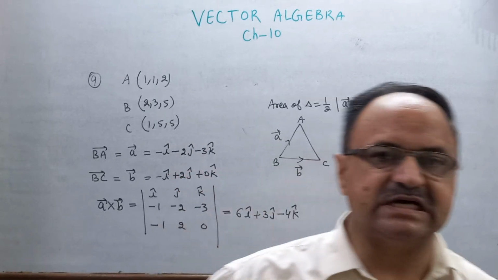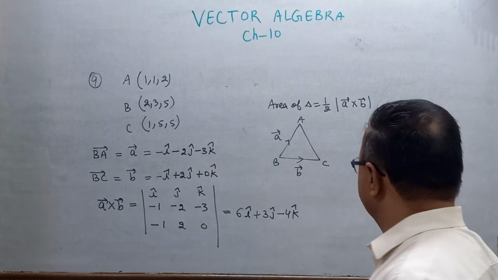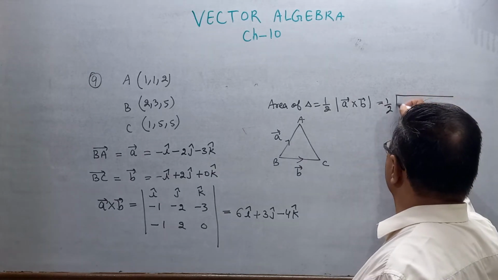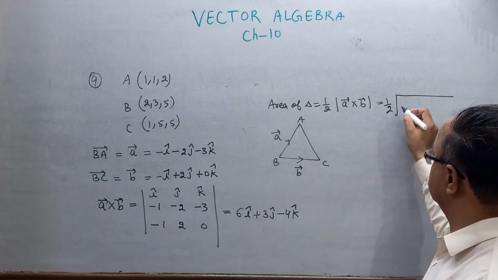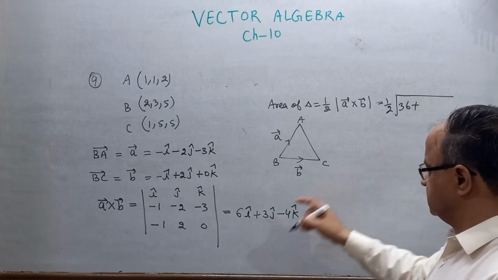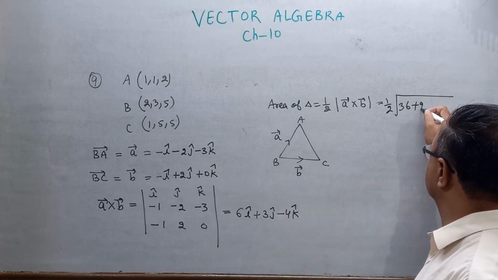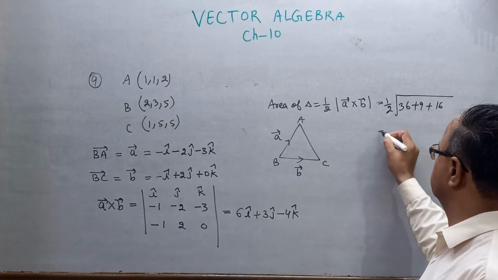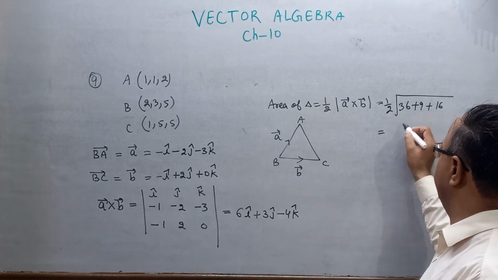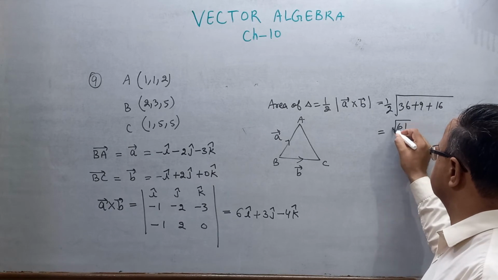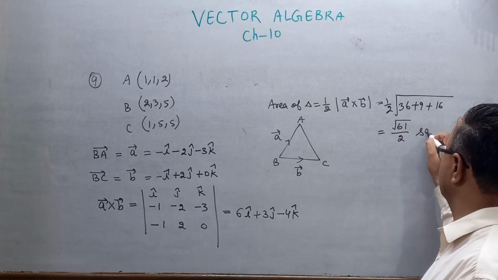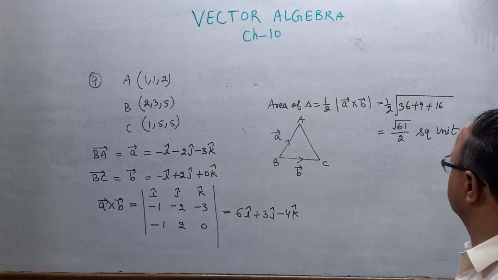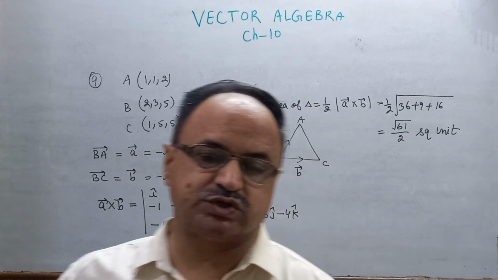Now can you find the magnitude of A cross B? Magnitude of A cross B: 6 square, 36, 3 square, 9, 4 square, 16. When you add, it becomes root 61 by 2 square unit. Clear? Root 61 by 2 square unit. This is the answer.